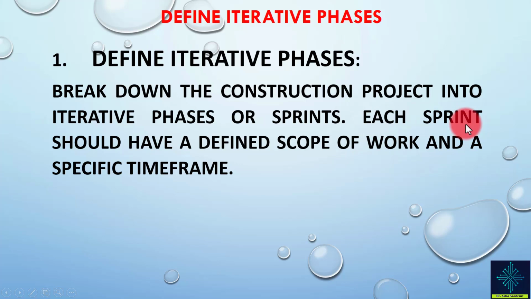Each sprint should have a defined scope of work and a specific time frame. So we have to define these iterative sprints or iterative phases, and these sprints should have a defined scope. I have to define the scope for each sprint and the time frame for each sprint also.